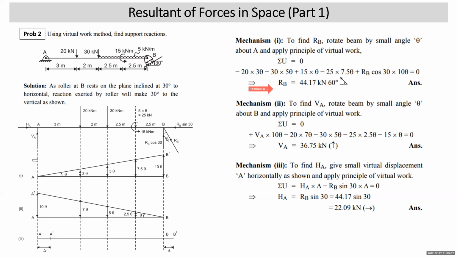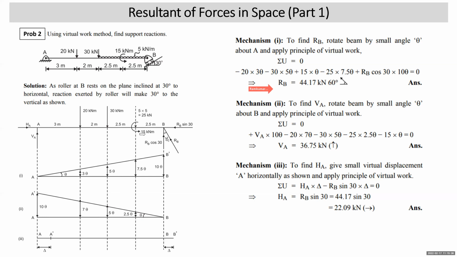BA will do positive work because BA is upward and the point of application is also shifted upward. So VA into 10 theta, positive. Minus 20 into 7 theta, negative, since work done by the 20 kilonewton force will be negative because the force is downward and the point of application is shifted upward. The 30 is also negative, minus 30 into 5 theta. Minus 25 into 2.5 theta.